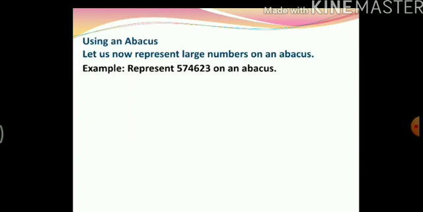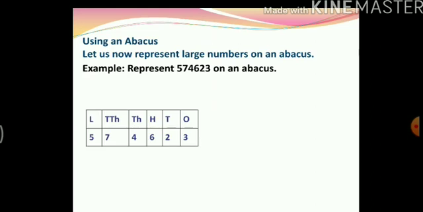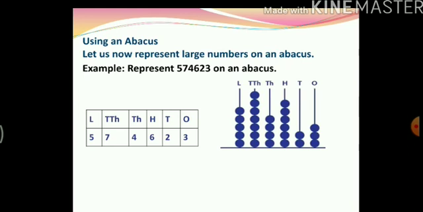Represent number 574623 on an abacus. First we will put it in the place value chart. After that, the abacus will look something like this. As you can see, I have already placed the circles in the respective place values. The ones place has 3, the tens place has 2, the hundreds place has 6, the thousands place has 4, the 10,000s place has 7 and the lakhs place has 5.